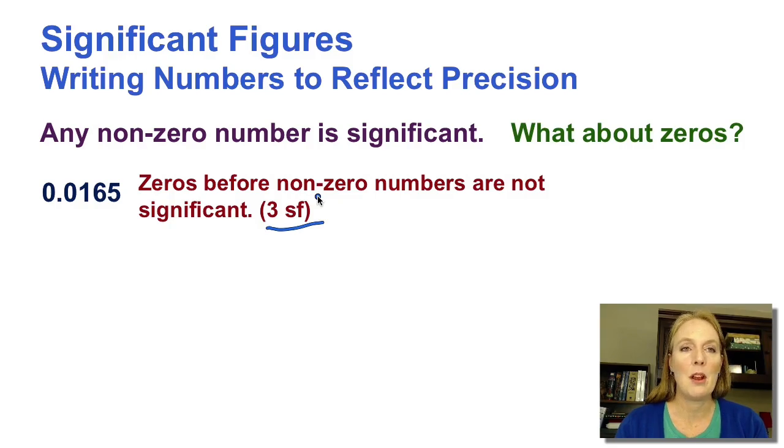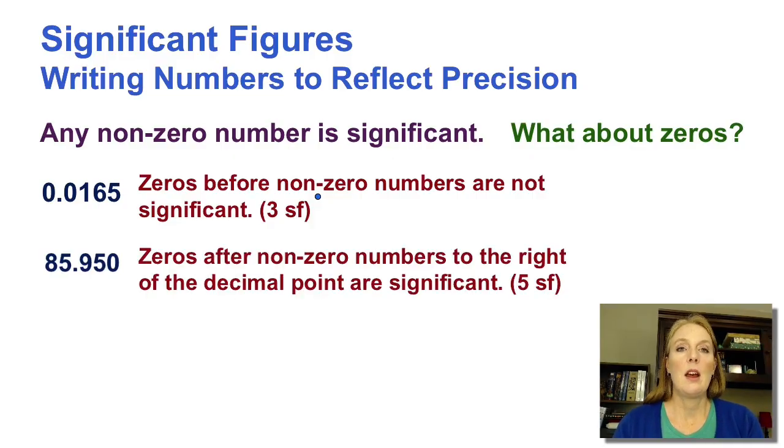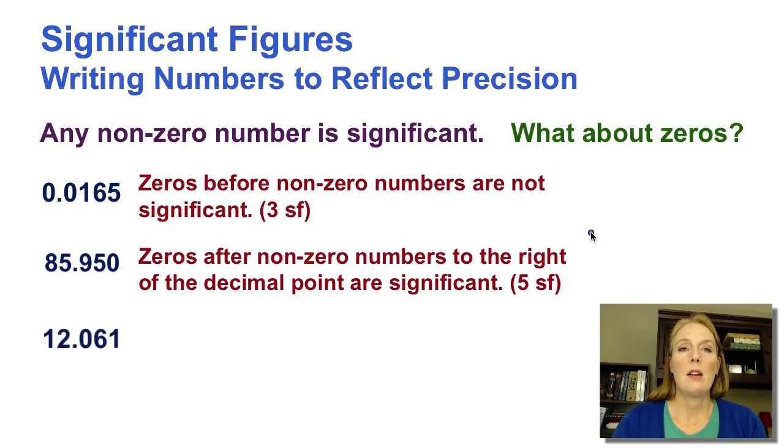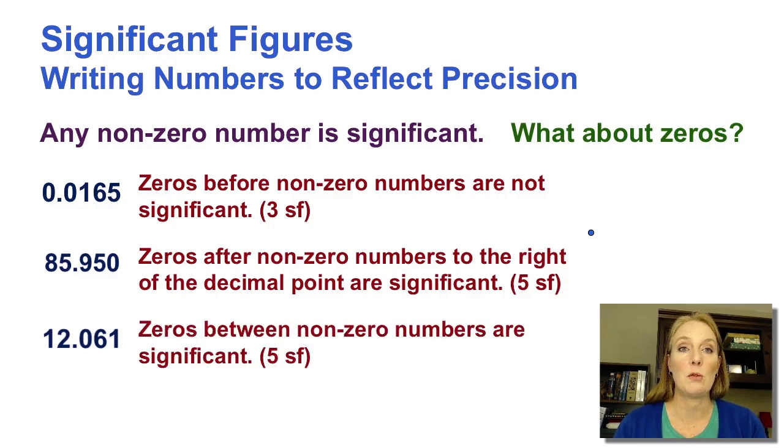Let's do another example. What about a zero that is at the end of a number? That's a lot trickier. For example, what about this number 85.950? Zeros after non-zero numbers that are also to the right of the decimal point are significant. So all 5 of these digits are significant, and they are all relevant to our measurement. Zeros that are between non-zero numbers are also considered to be significant. So this number 12.061 also has 5 significant figures.